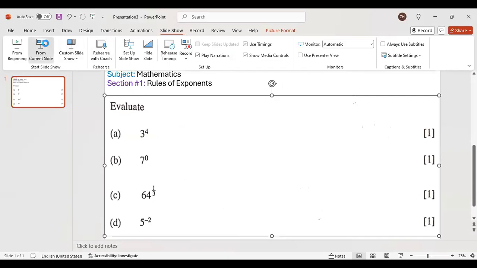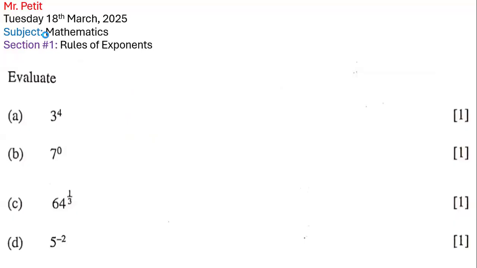Write this down for me. The first one says 3 to the 4th power. The next one is 7 to the power of 0. The next one is 64 to the power of 1 over 3. That's what we call a fractional exponent. And then we have 5 to the power of -2.